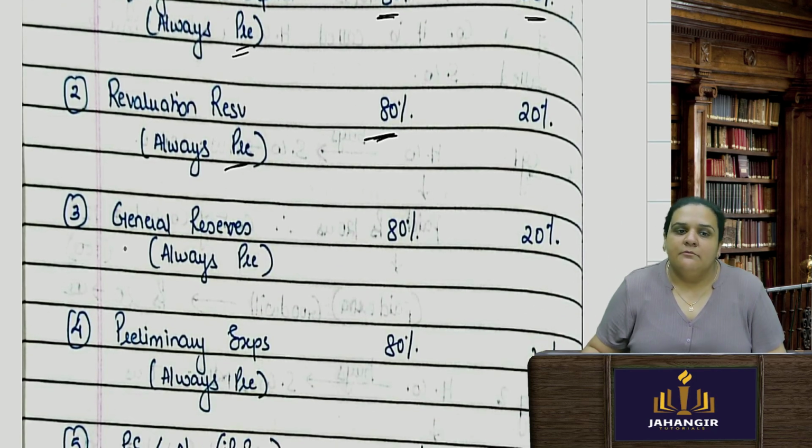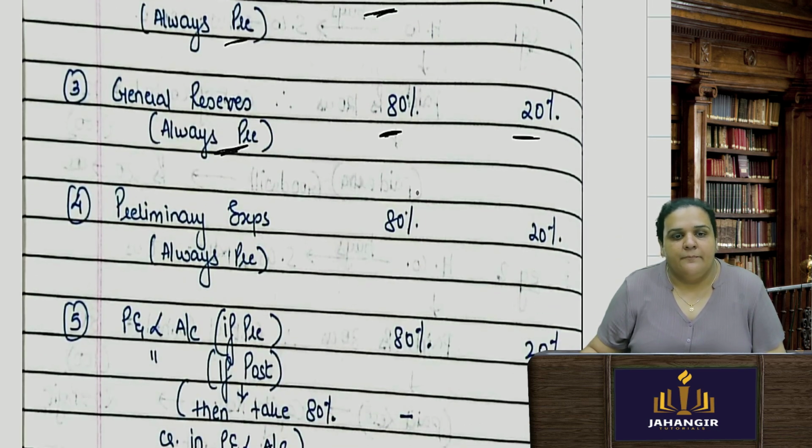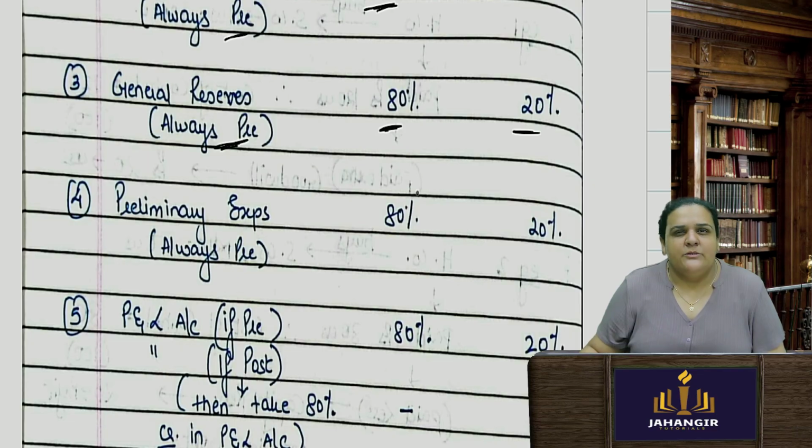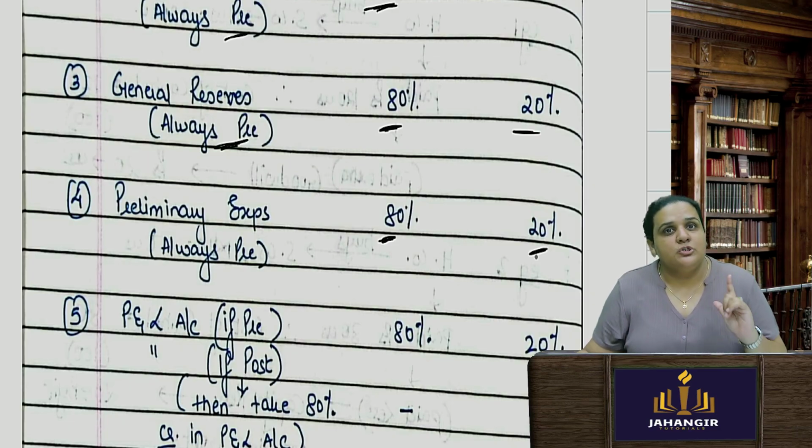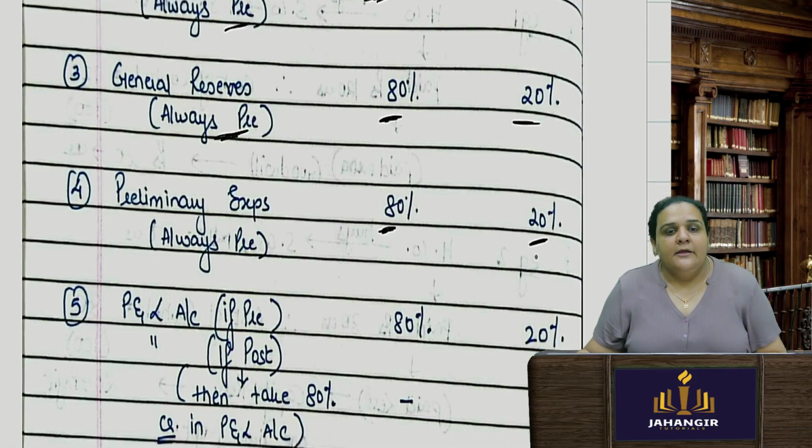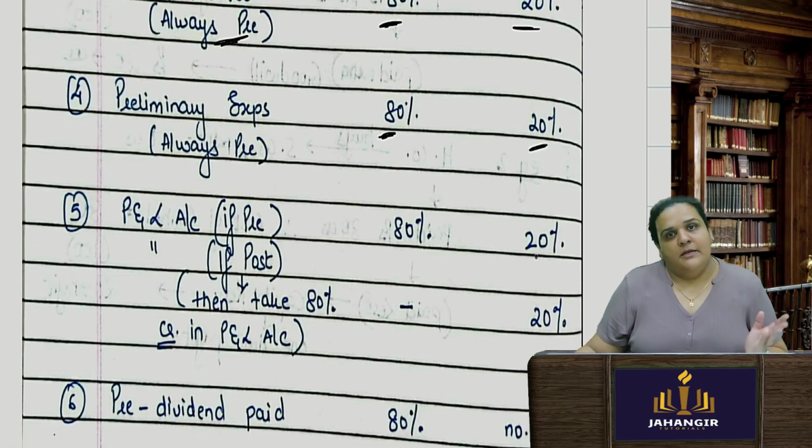General reserve, generally it is always pre. Again divided 80%, 20% and take it in your cost of control calculation. Preliminary expenses, which are a type of loss, kind of an expense, are also always pre. Take it to your cost of control calculation 80% and 20%. So in cost of control calculation, remember we take everything which belongs to pre date of acquisition. P&L, if it is pre, take it to your cost of control 80%, 20%.